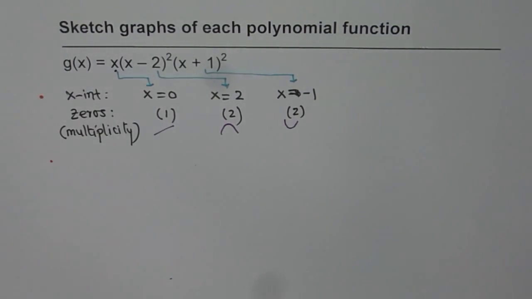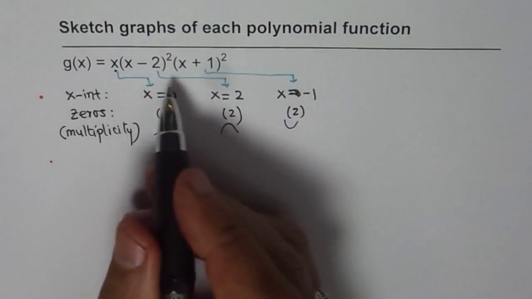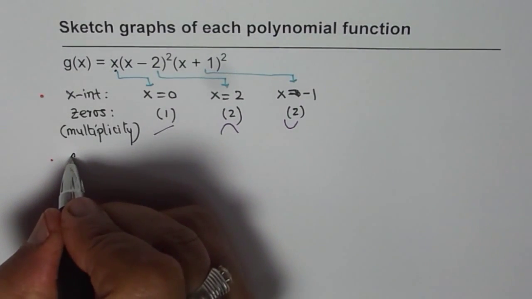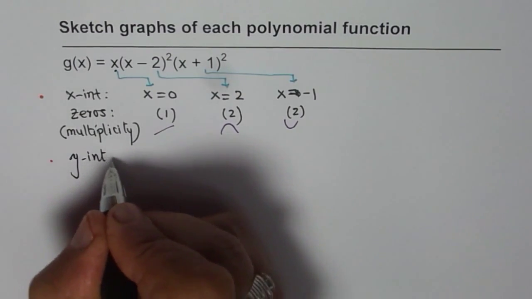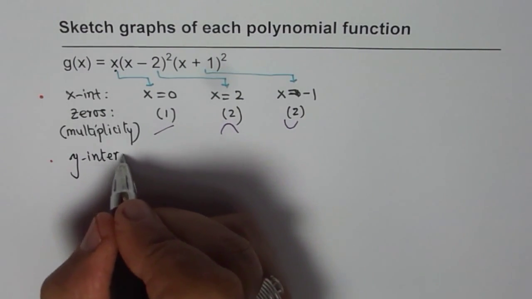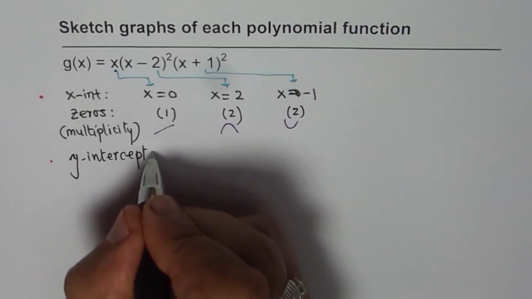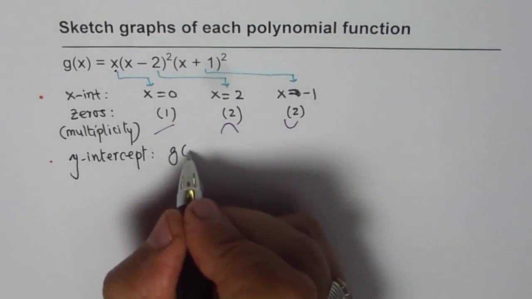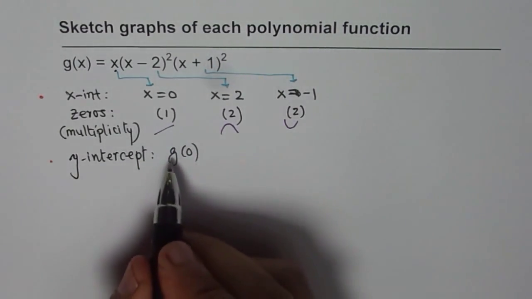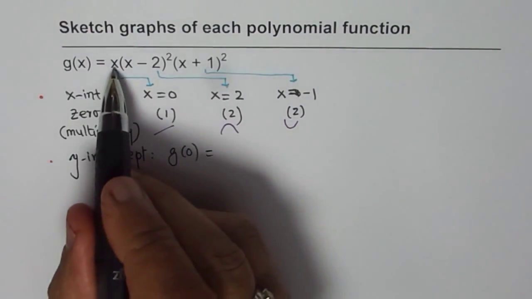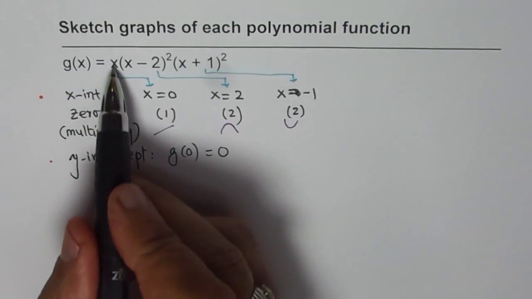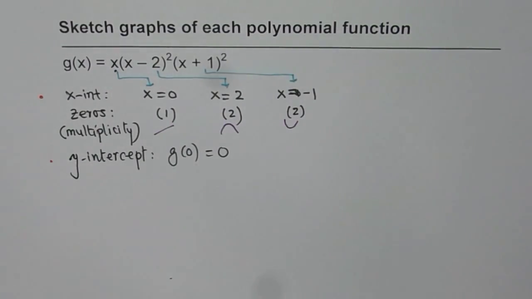Then the easy part, which we can read from the equation, is the y-intercept. When we say y-intercept, we are trying to find the value of the function when x is 0, right? So g of 0. Let's substitute 0 here. As soon as we substitute 0, we get 0, because 0 times anything is 0. So the y-intercept is at the origin.